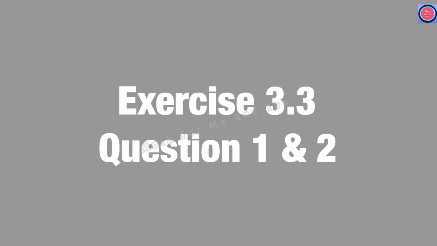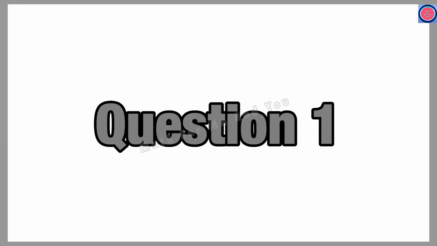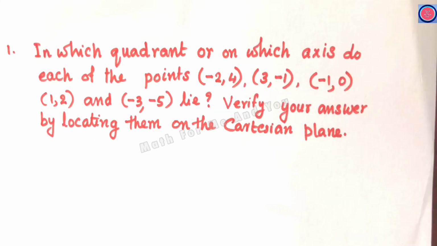We are discussing in this video exercise 3.3 questions 1 and 2 from the chapter Coordinate Geometry. In which quadrant or on which axis do each of these points (-2, 4), (3, -1), (-1, 0), (1, 2) and (-3, -5) lie? Verify your answer by locating these points on the Cartesian plane.